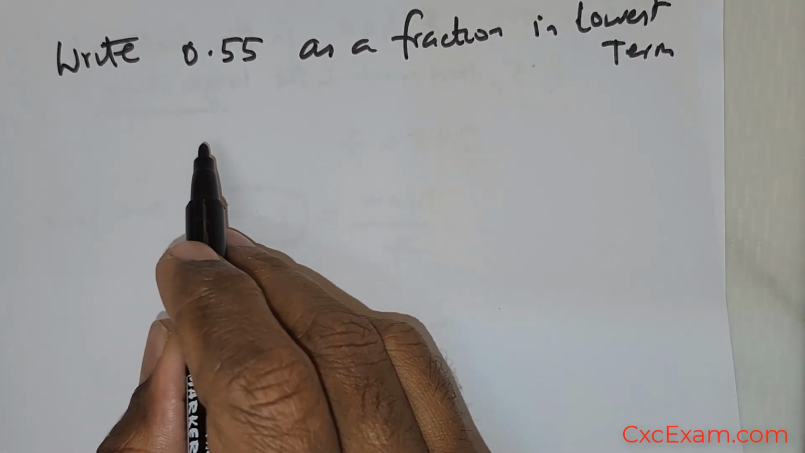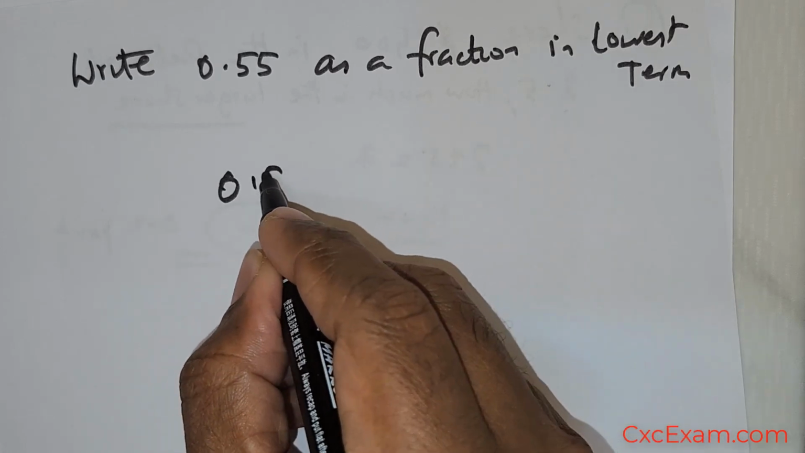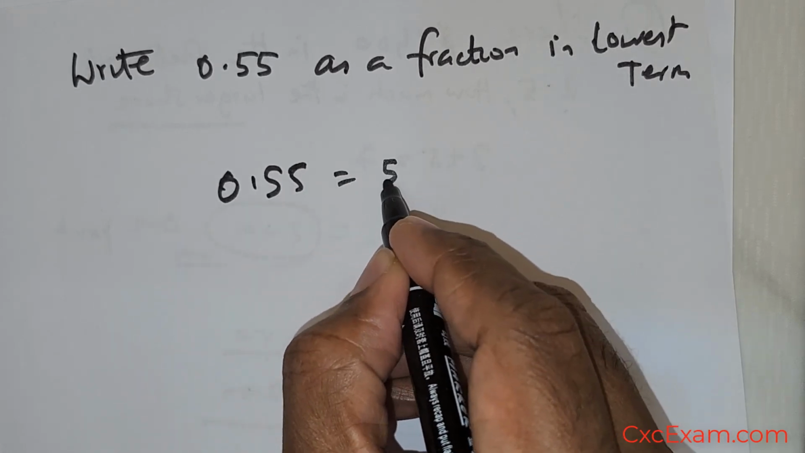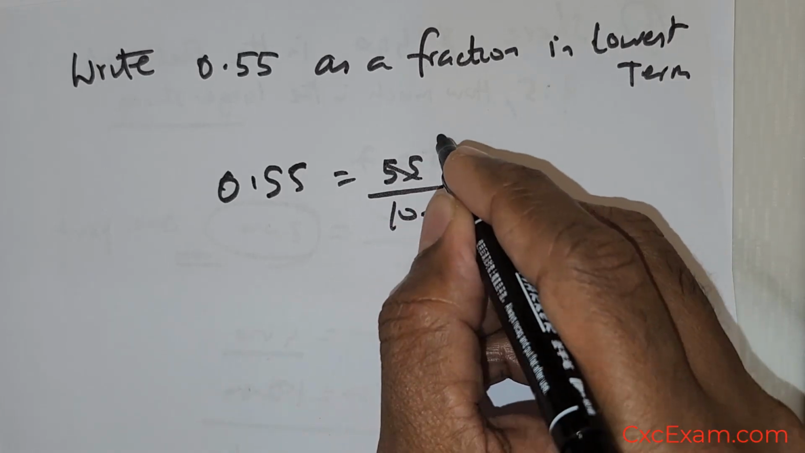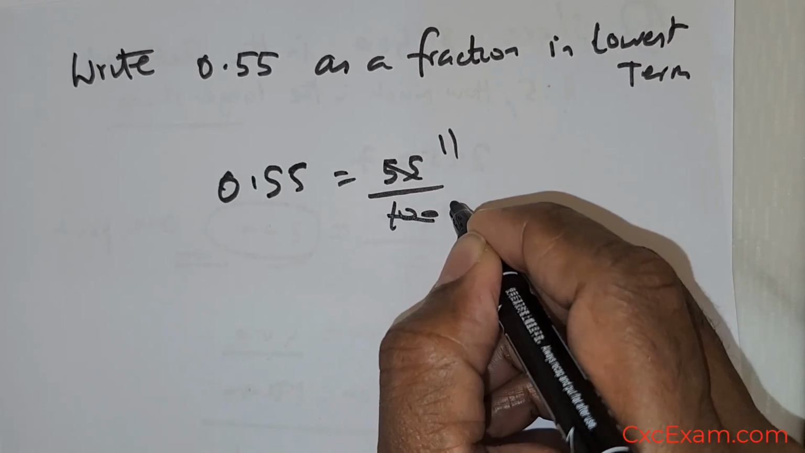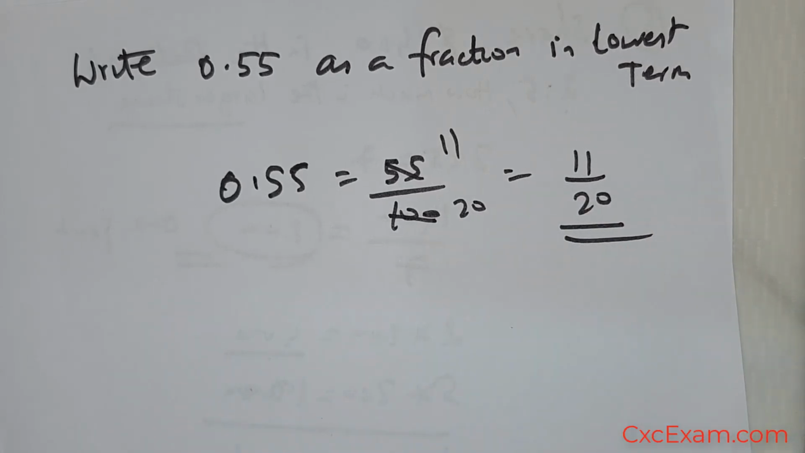So the question is write 0.55 as a fraction in the lowest terms. 0.55 can be rewritten as 55 divided by 100. 5 divides here 11 times, 5 divides here 20 times, so 11 over 20. This is the solution for this question.